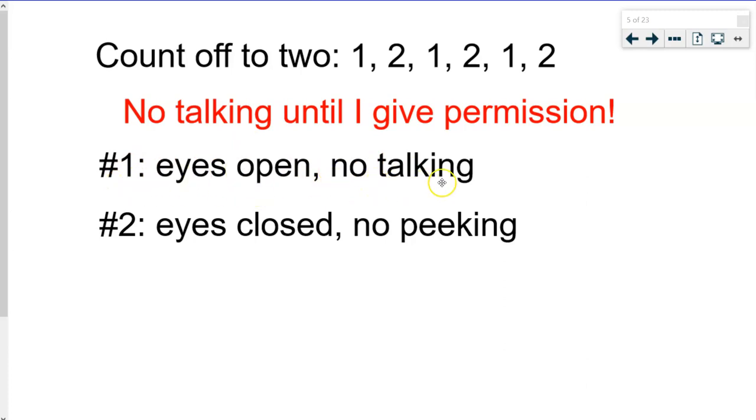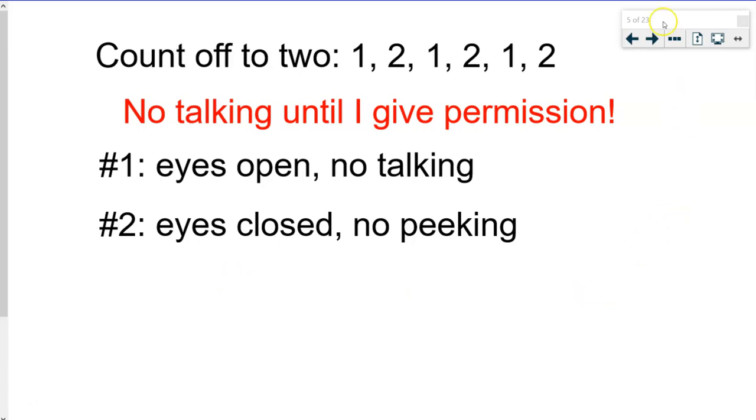One, eyes open, no talking. Two, you are the ones with the eyes closed. So twos, if it helps, turn to the back so that in case your eyes do peek, you're not peeking at the screen, you'll just see the back of the room. Okay, two, eyes are closed, yes? All twos have eyes closed. Online students, you'll just have to do this on your own. You're all going to be number ones.